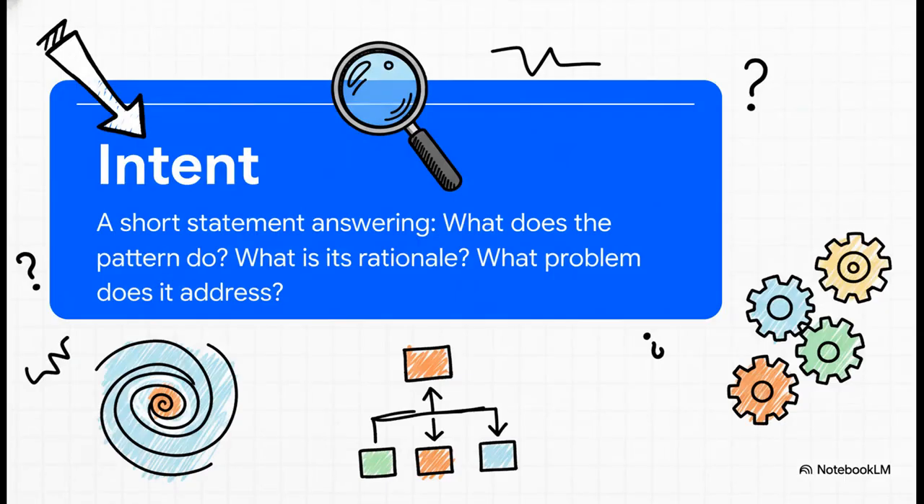So here's a pro tip. Whenever you're studying a new pattern, or maybe you're looking for one to solve your problem, always start with its intent. Think of it as the one-line summary. It is the pure signal. If that intent doesn't perfectly match the problem you're facing, you're probably barking up the wrong tree.